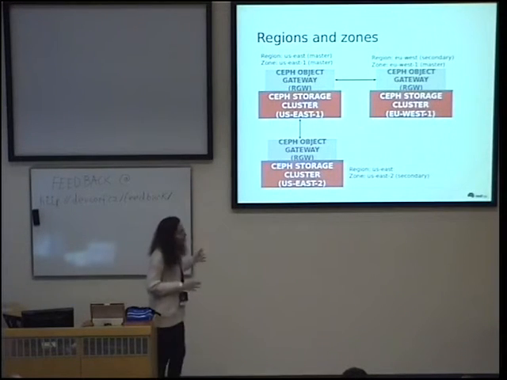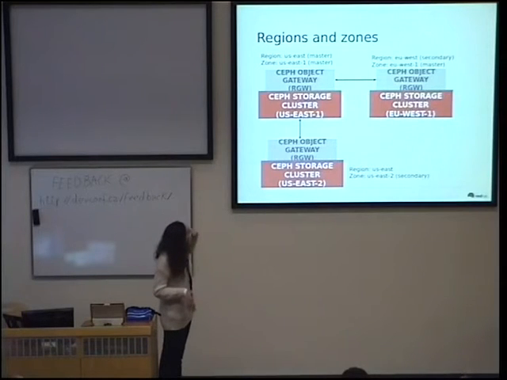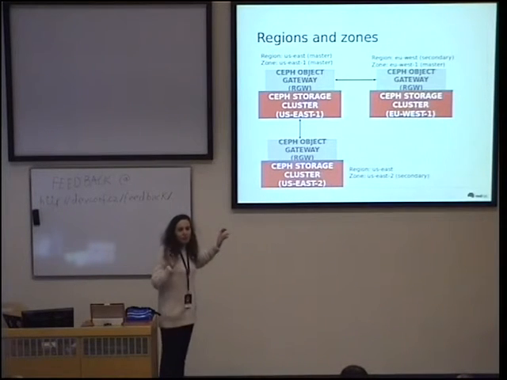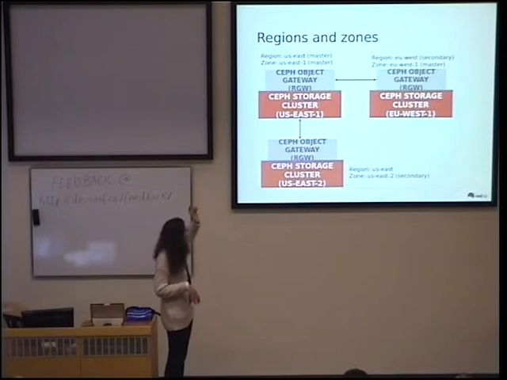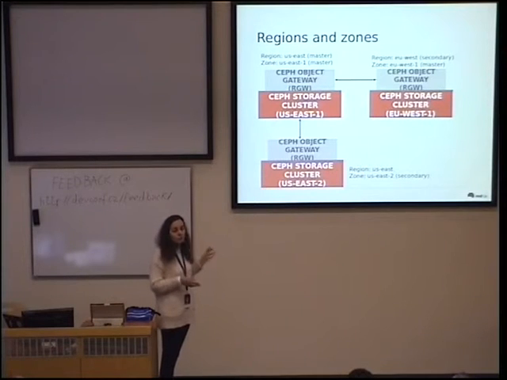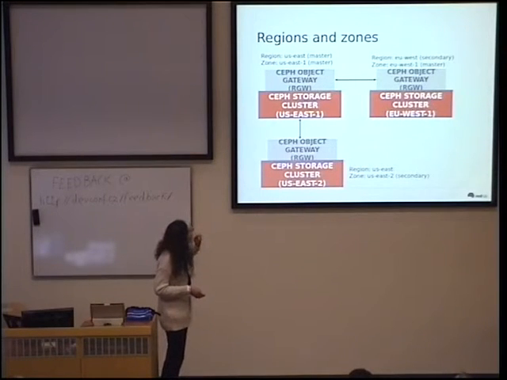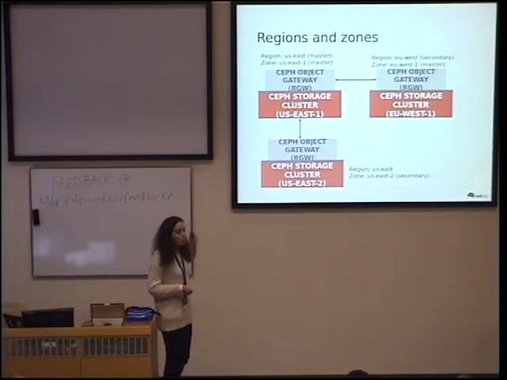So this is the current implementation. A region is a logical geographic place, for example US East and Europe West. There are different regions because there are different Redis clusters. And in each region, you can have one or more zones.